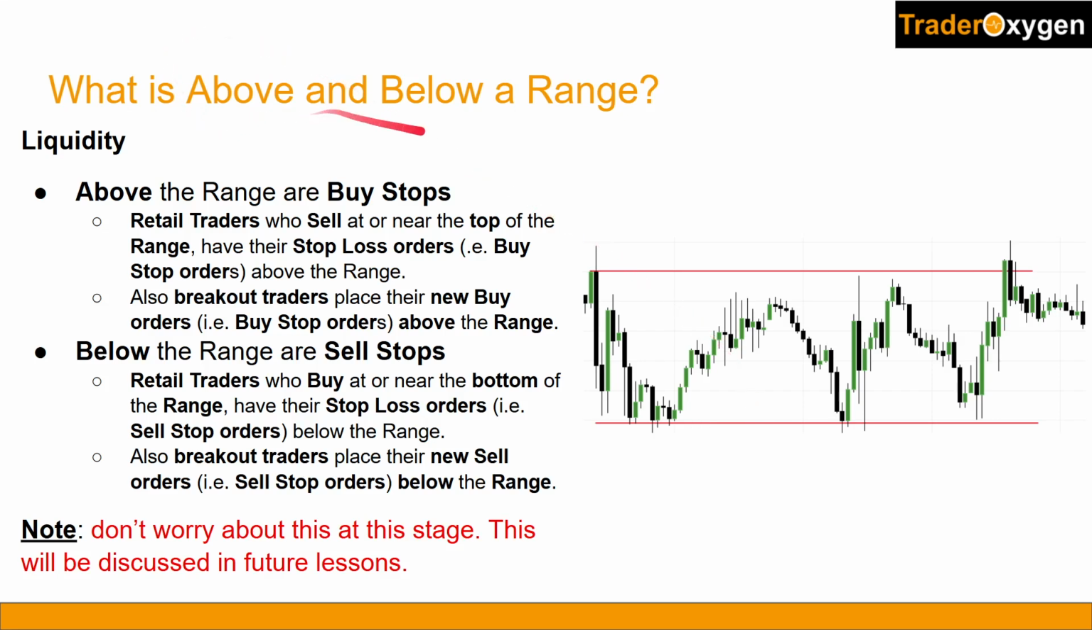So what is above and below a range? When you have a range, above the range you've got buy stops, and below the range you've got sell stops. Why is it? Because when traders sell at the top, they put a protection entry to protect their entries, which is going to be a buy stop. When traders buy at the bottom of the range, they have a protection entry called a stop loss. That stop loss is going to be a sell stop. So because of that, above the range you've got stop losses, which are buy stops. That is known as liquidity for smart money.